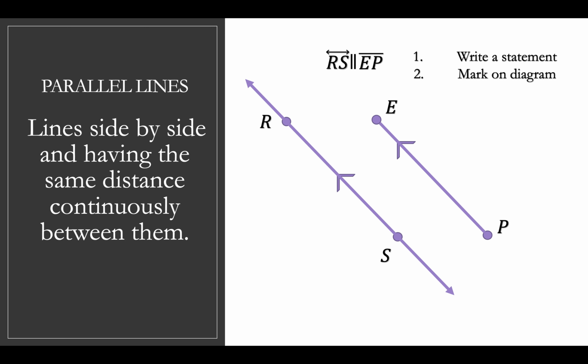But just know for right now, if you see the same number of arrows like this on two different lines, that means that those lines are parallel. And vice versa. If you know that two lines are parallel, then you should mark it like this with these arrows.